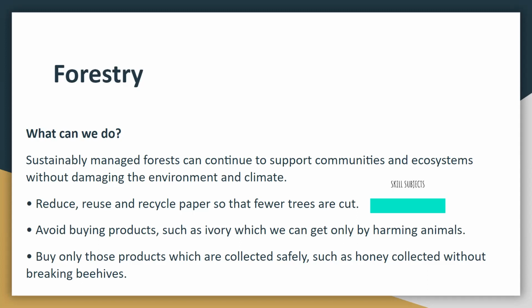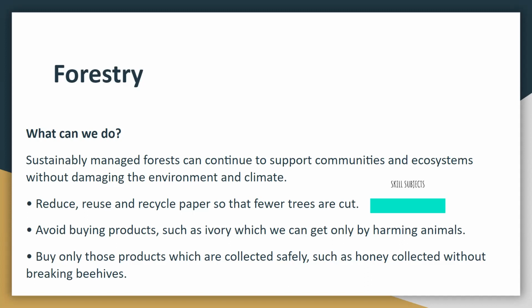Avoid buying products such as ivory. Why? Because ivory is made from an elephant tusk, so the elephant is killed to fetch the tusk. We need to avoid using ivory items because the moment we stop buying them, the animal killing would also stop.